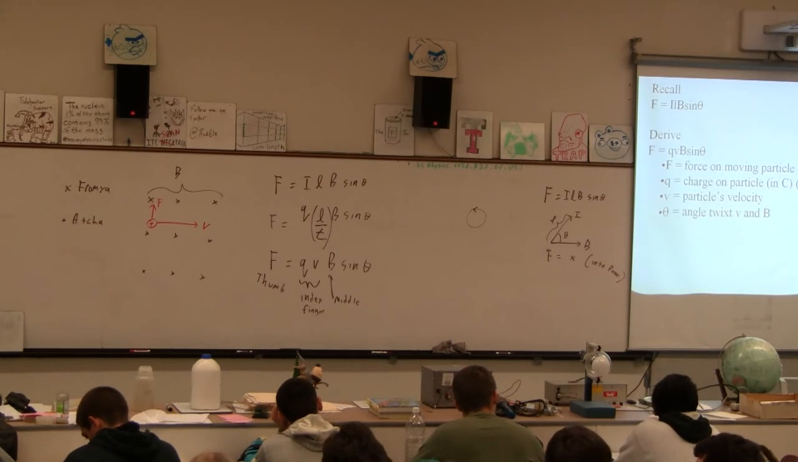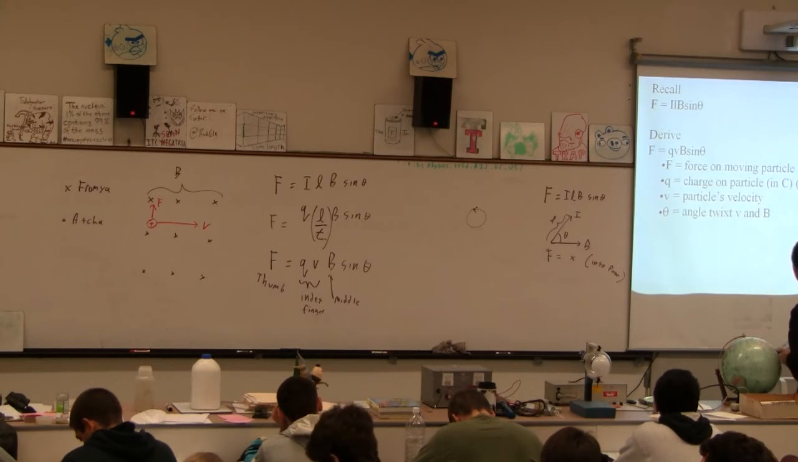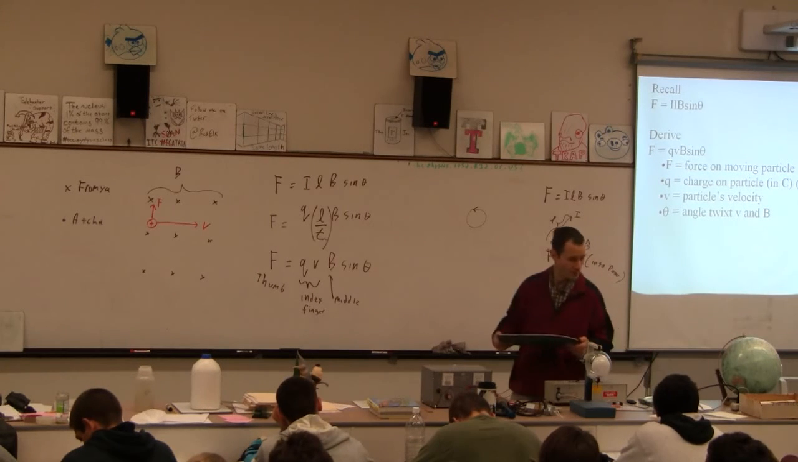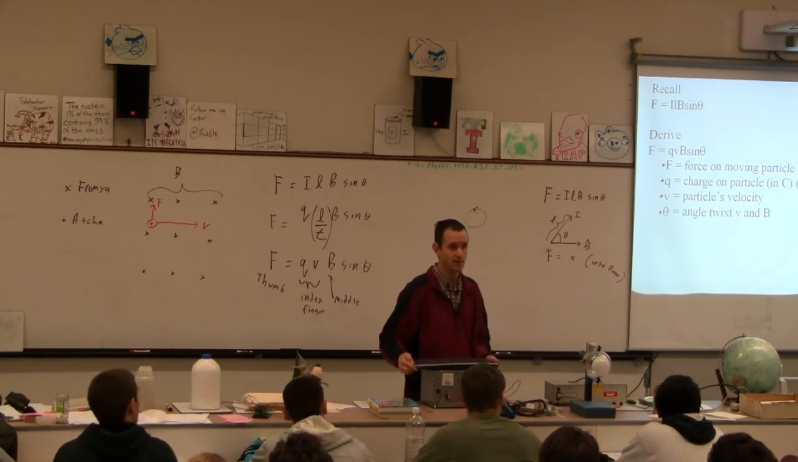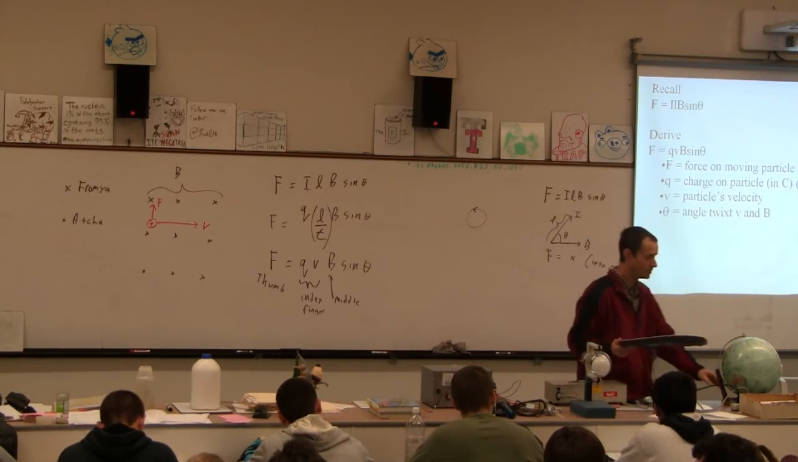Positive particles, velocity, angle twixt V and B, derive. Do we need that? Are people writing that down? We don't need that, do we? Do we? I don't know. You don't have to write it down.